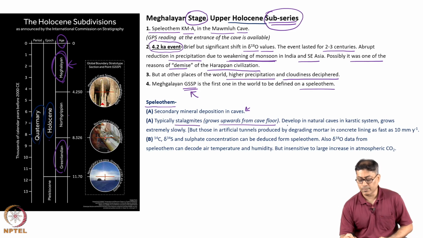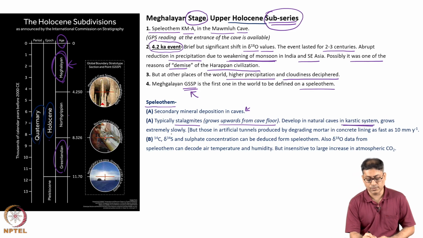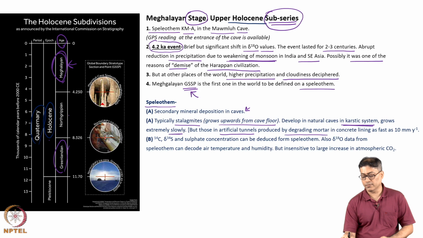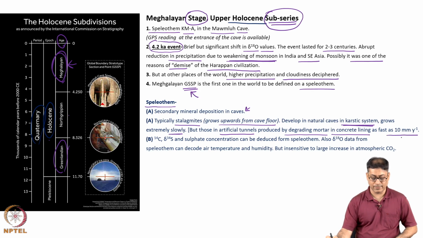Now, these stalagmites developed in natural caves in karstic systems, and they grow extremely slowly. But note that if you are visiting some artificial tunnel, you will be able to see stalagmites developed there. That is not a natural one; it is produced due to degradation of mortar in concrete lining, and here it is extremely fast growing, 10 millimeter per year. So, in human perceived time, it grows significantly.